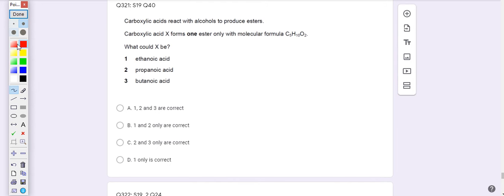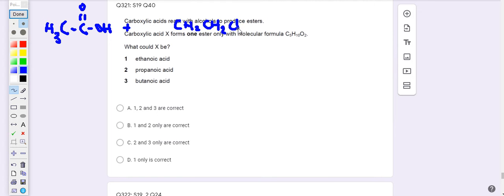Now, ethanoic acid has 2 carbon. CH3COOH. Now remember, we want to get ester with 5 carbon. 2 carbon comes from carboxylic acid. That means the alcohol that we use here must be a 3 carbon alcohol. I'll start with the simplest one, propan-1-ol. Okay, 3 carbon, propan-1-ol, CH2, CH2, CH3, and then the alcohol is bonded to this carbon.